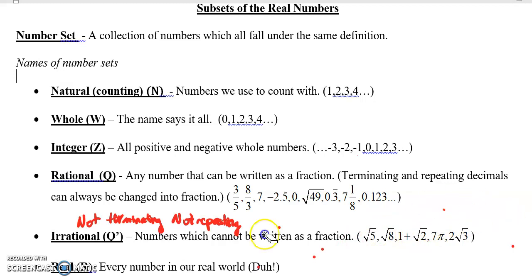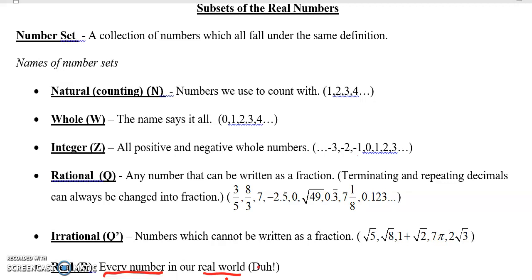Okay, the next set, and this is the easiest set, is real numbers. Every number in our world is going to be a real number. Okay? And those are all the subsets of the real numbers that we have to consider.